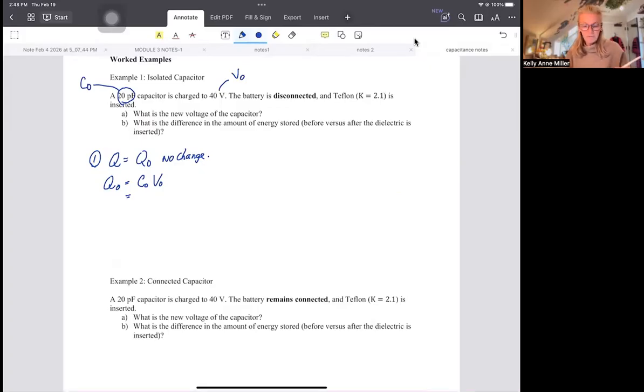And then I'm looking for the new voltage and the new energy. Okay. So Q naught is equal to C naught times V naught. C naught is 20 picofarads and V naught is 40 volts. So this is going to be equal to 800 picocoulombs. Okay. I need to know what the new capacitance is.